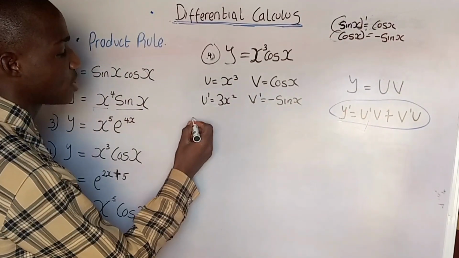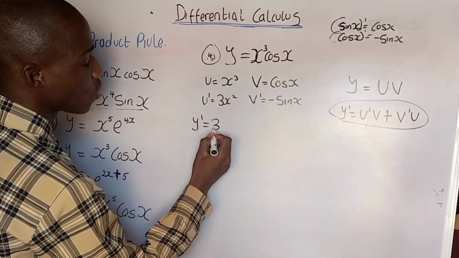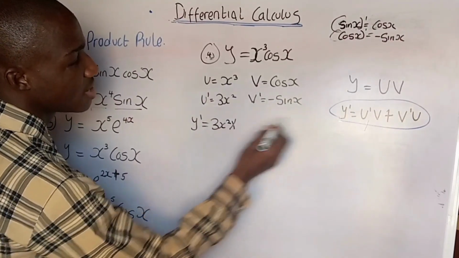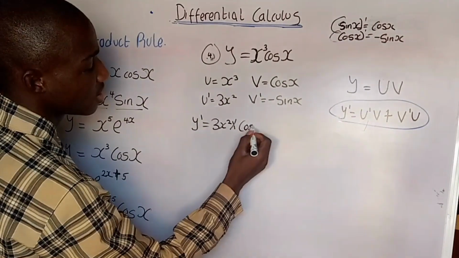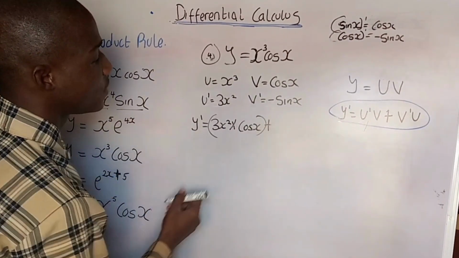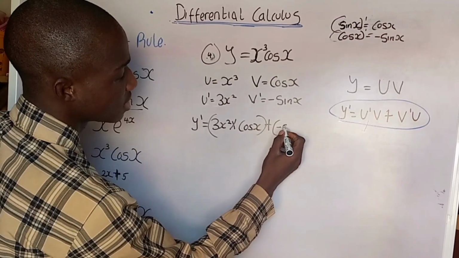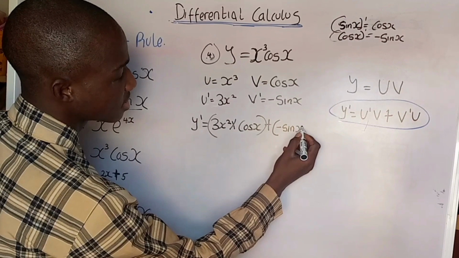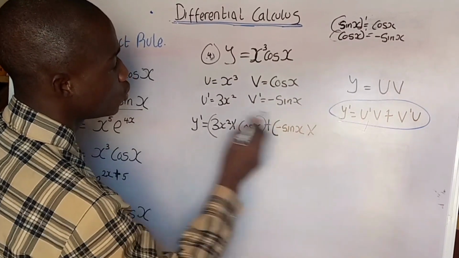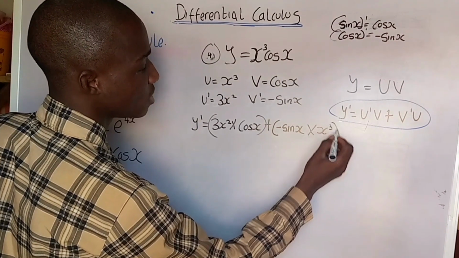So the derivative of y becomes the derivative of u, which is 3x squared, multiplied by v, which is cos x, plus the derivative of v, which is minus sine x. Let me open another bracket: minus sine x multiplied by u. u is x raised to the power of 3. So I'm going to have here x raised to the power of 3.